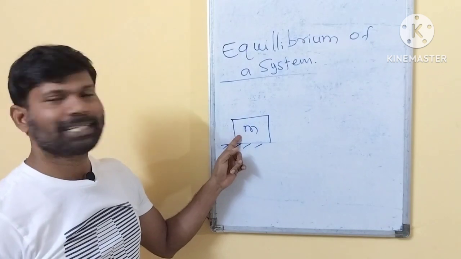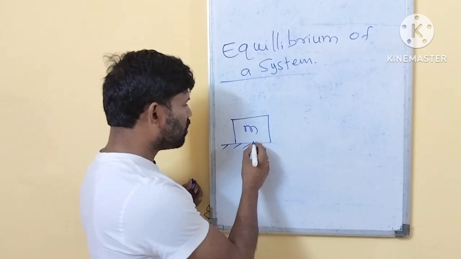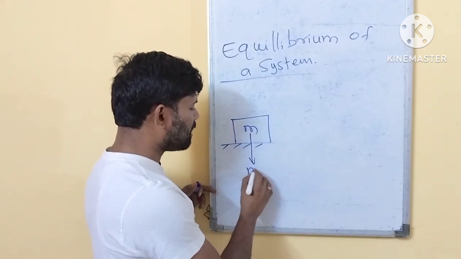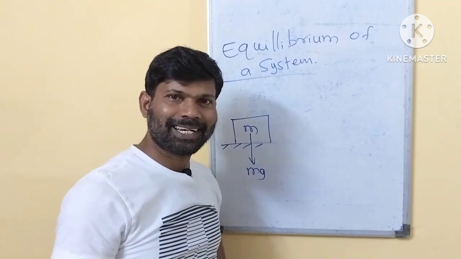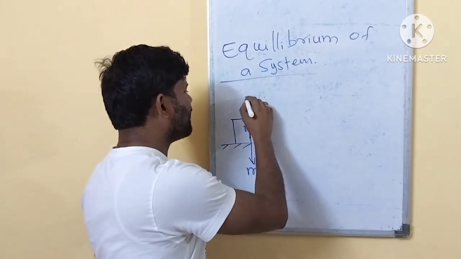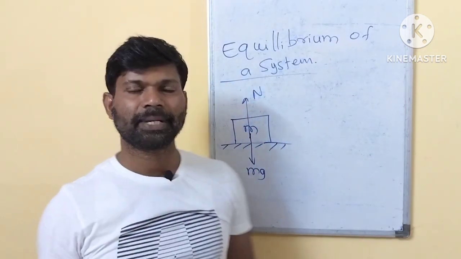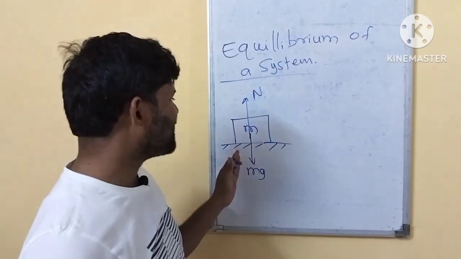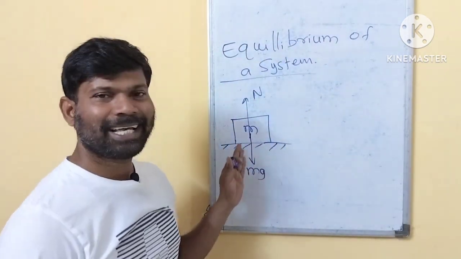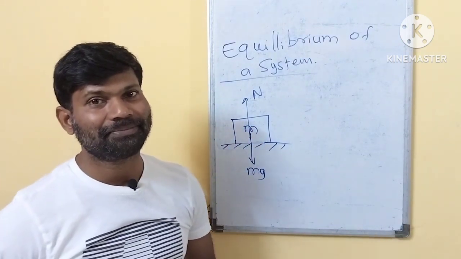Here you see this object of mass m. What are the forces acting on it? Downward force, that is due to gravity, mg, but it is not going in. There is one force that prevents it, in the upward direction: a normal reaction force due to the ground. Just like I am standing like this, net force on me is 0 because downward gravity is equal to upward normal reaction force. So net force is 0. I can say this object m is in equilibrium.